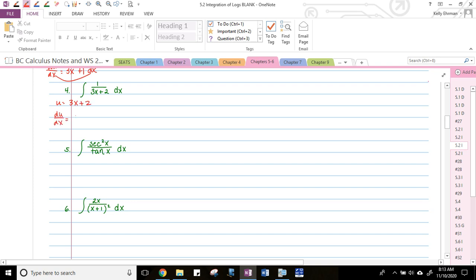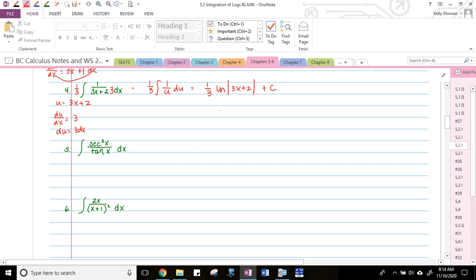du/dx will just be 3. So you could solve for dx and then sub in, or you could say, okay, I need to get du, I need 3 dx. If I just do the multiply step, I need a 3 here, so I'm going to multiply out by 1/3 out here so that I can make that substitution. So we have 1/3 the integral of 1 over u du. So we have 1/3 the natural log of the absolute value of 3x plus 2 plus c.